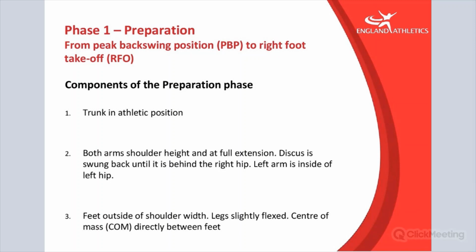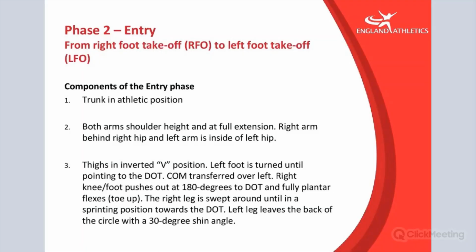Now I'll show you a video of the preparation in a second, but I want to cover the entry phase, which is the next phase, first, because I've used one video to cover both phases. So the entry phase is from when the right foot comes off the floor to when the left foot comes off the floor. So as you leave the back of the circle. The 3 components, again, are trunk in an athletic position, both arms shoulder height and at full extension, right arm behind the hip, left arm inside the left hip.